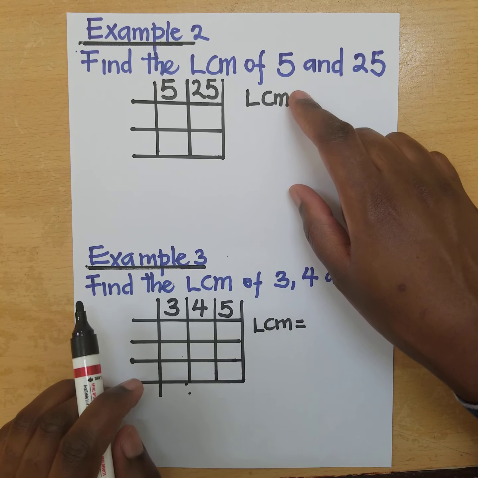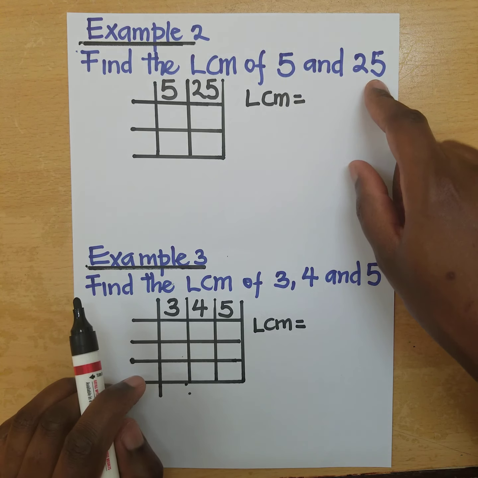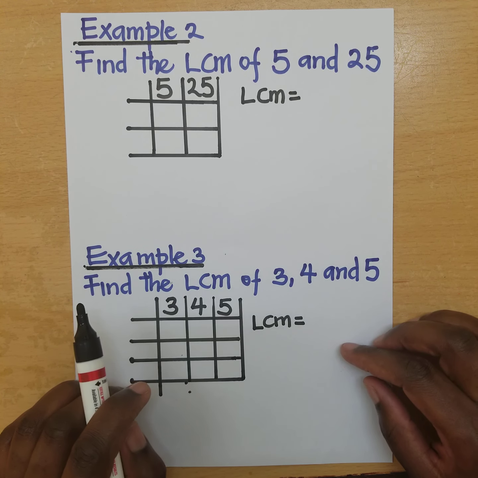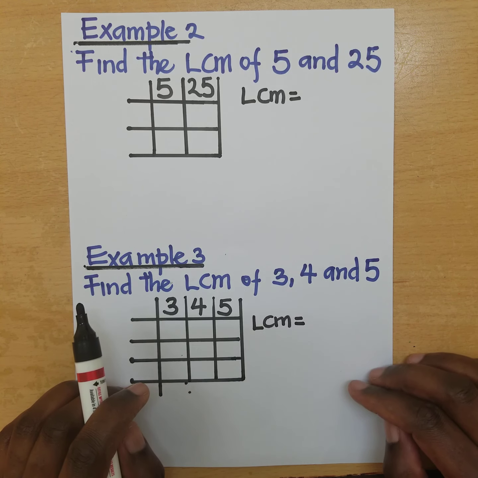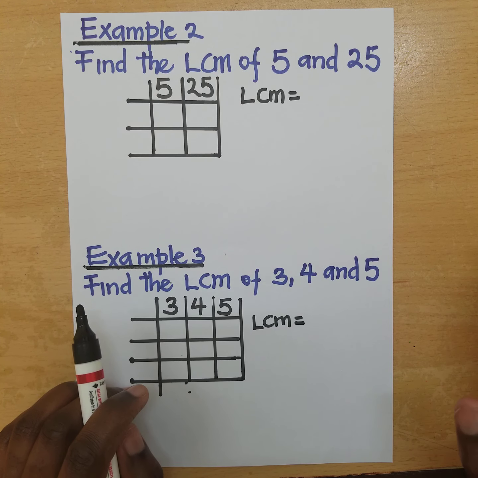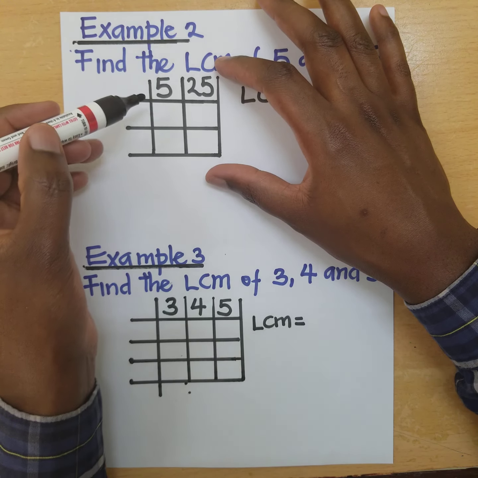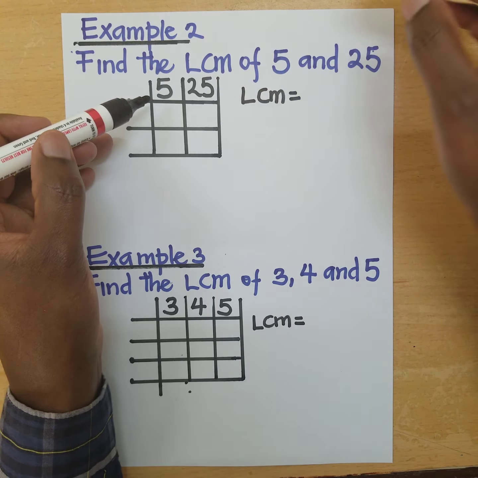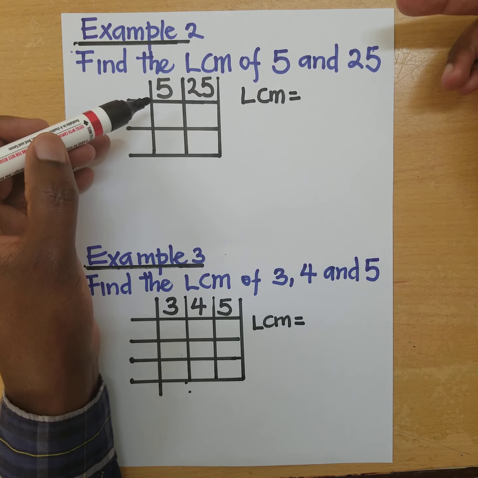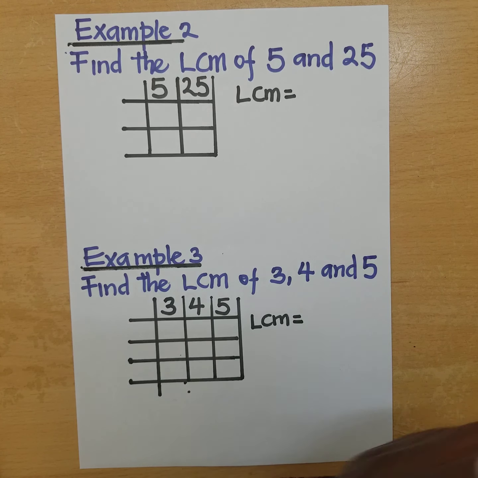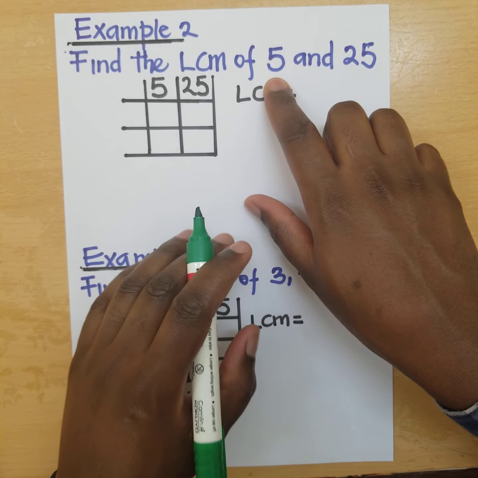Find the LCM of 5 and 25. The easiest way to find the LCM of any two numbers is to draw a box like this one. Look for a number that will divide both of the numbers that you have. In this case, you have 5 and 25. Which number can you use to divide both numbers completely and not leave any remainder?